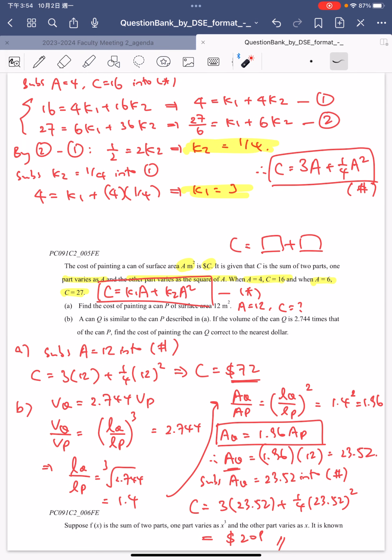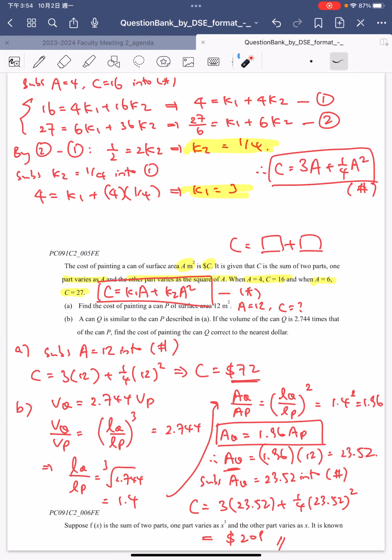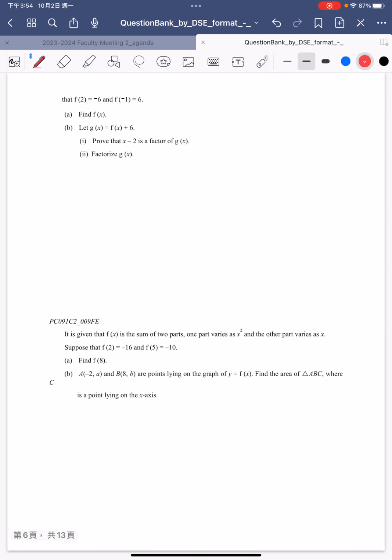And now we can move to question 6. Sorry that this part's a little bit small here. So question 6 is here. Now we have f(x) is the sum of two parts. One part varies as x cubed and one part varies as x. So f(x) has two parts, it's equal to something plus something. The first part varies as x cubed, so we have k1 x cubed. And the second part varies as x.